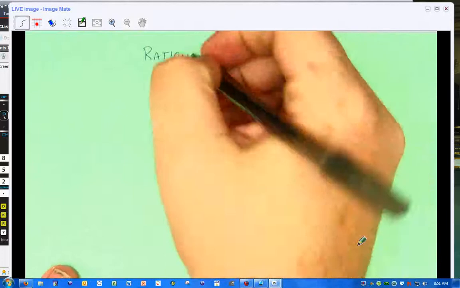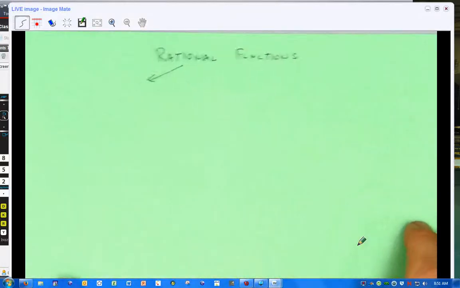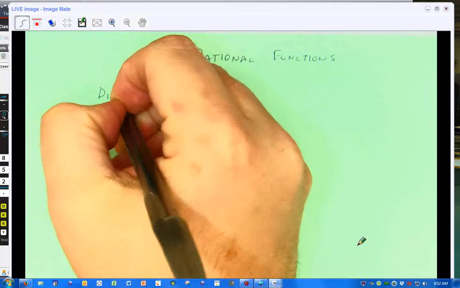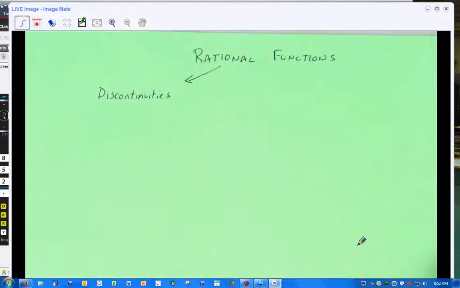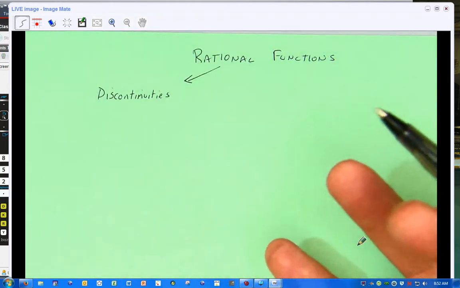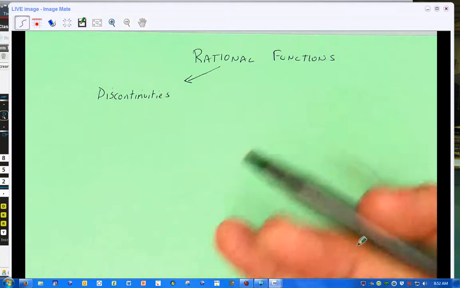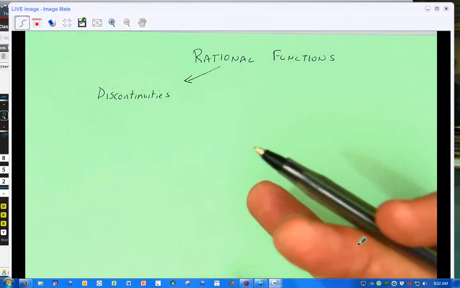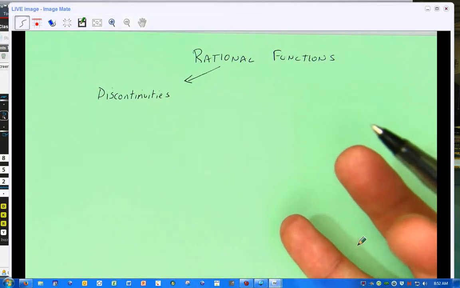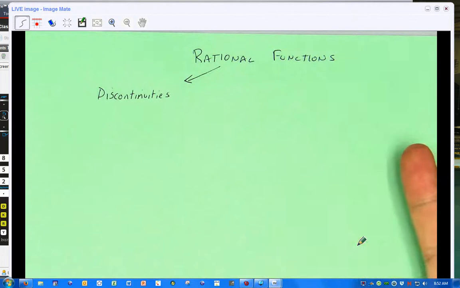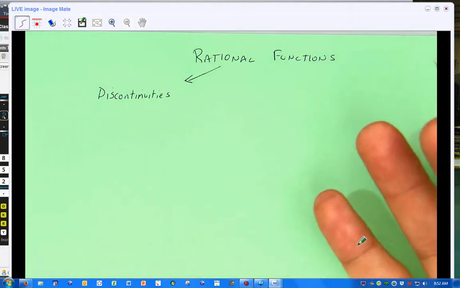Now, the first thing that you want to do is find discontinuities. Discontinuities are going to be points within the domain of the rational function where the function doesn't exist. So these are points that we are going to excuse from the domain. I call them problem children, and I kick them out of the domain.